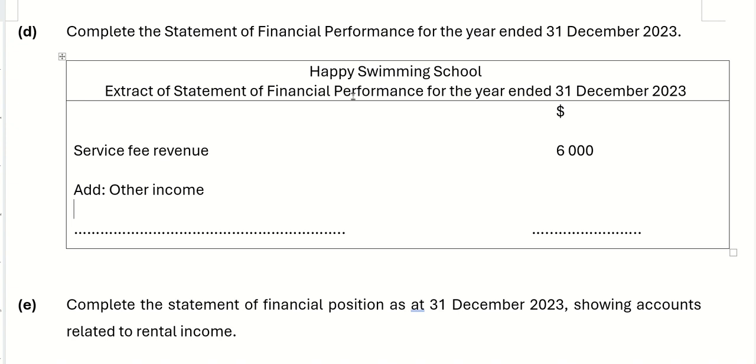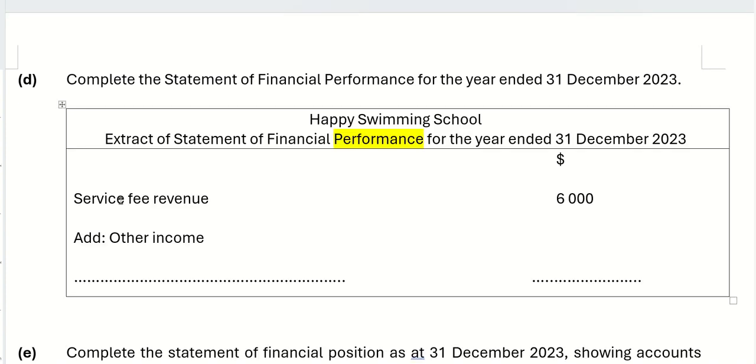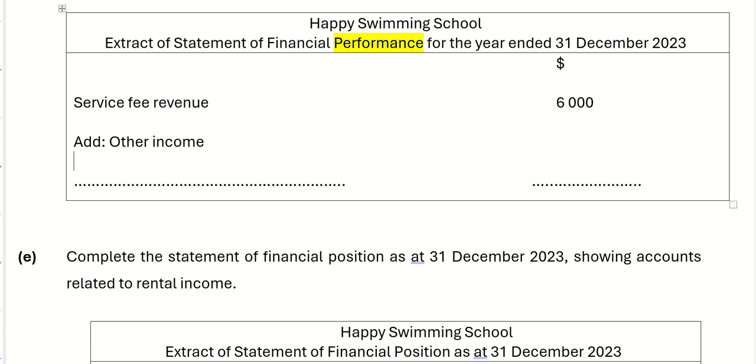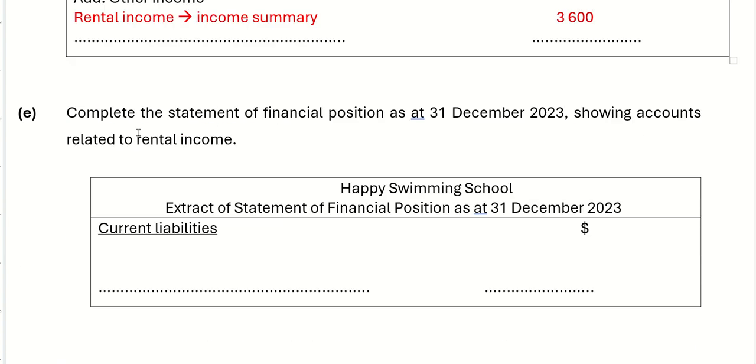Now, how do you show the statement of financial performance for a rental income? All right, not part of the service revenue fee, but you will record it as part of other income. You will have rental income. And for this, right, you need to use the income summary number. All right, so the income summary number here will be 3,600. Are you okay with this? Now, rental income is shown after your service fee revenue. Okay? All right.